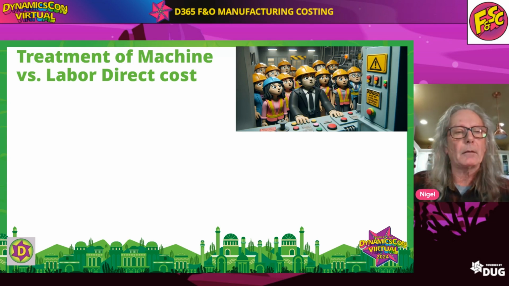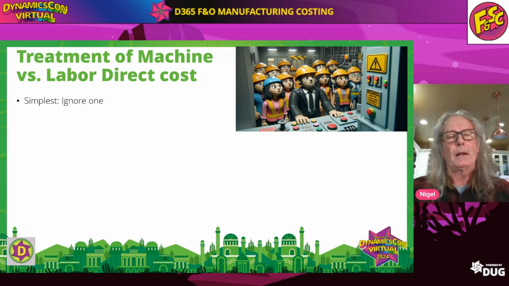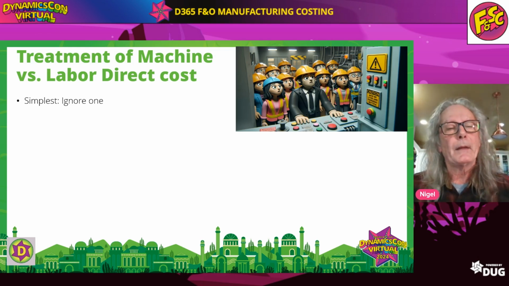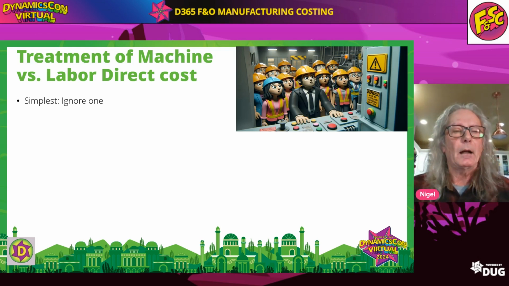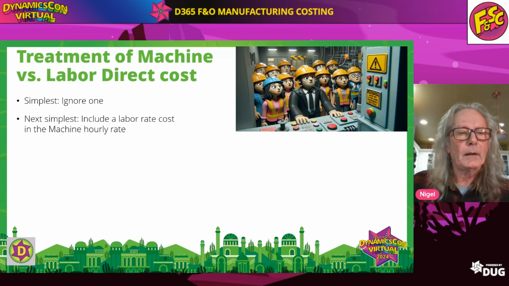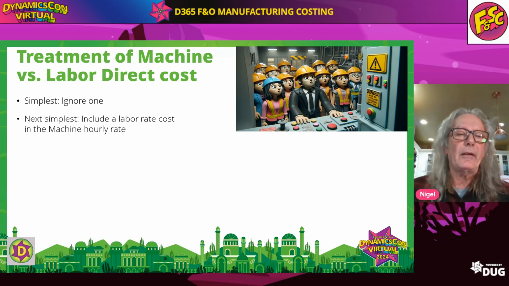So let's talk about how 365 supply chain treats those two. Well, one option is to ignore one of them. So, for example, I could say I ignore my machine costs. It's all overhead. Or I could say I ignore labor. That's all part of overhead.